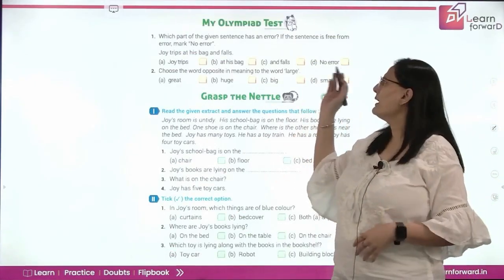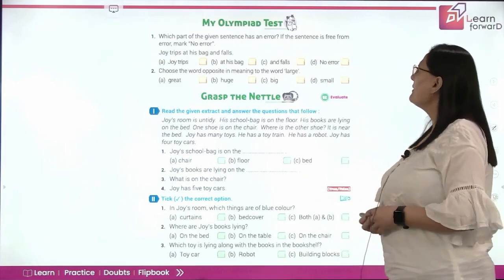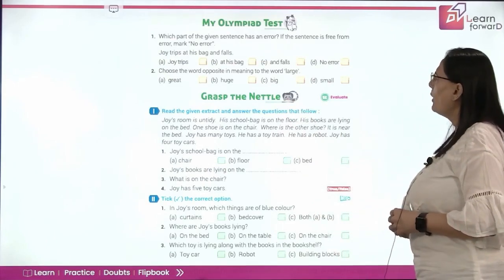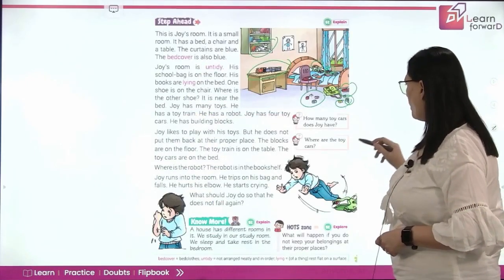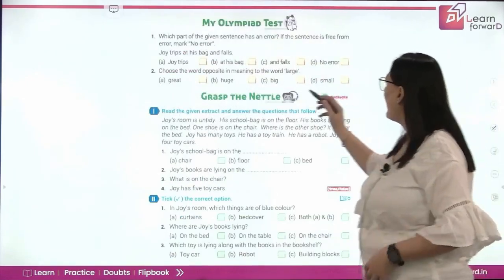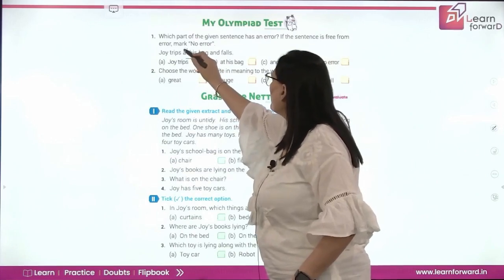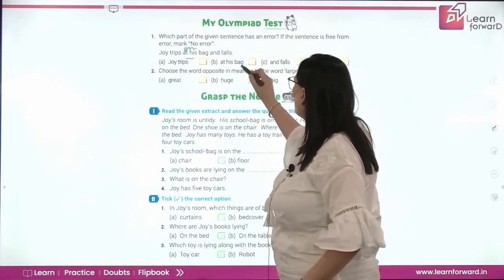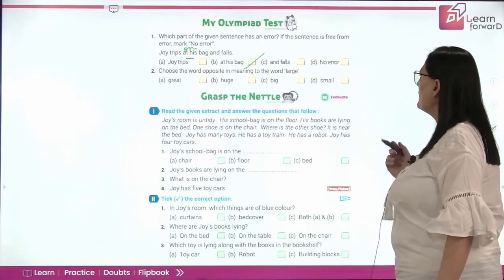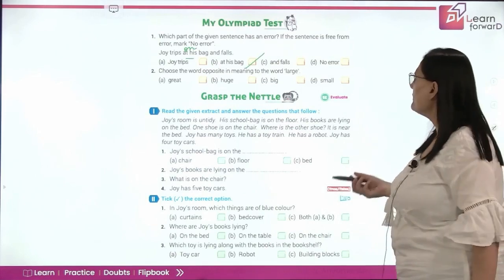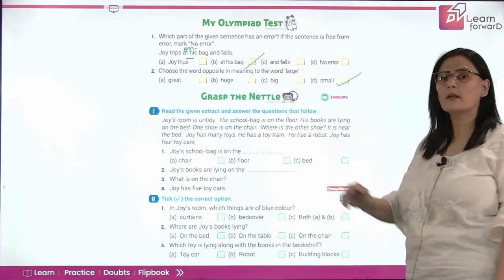So coming to the exercise, which part of the given sentence has an error? Joy trips at his bag and falls. So Joy trips on his bag. It should be on his bag and falls. So this part. Choose the word opposite to the word large. Large is small. Opposite is small.